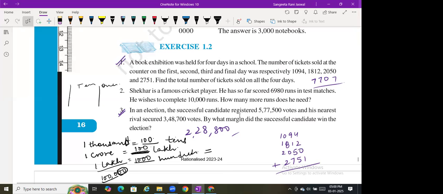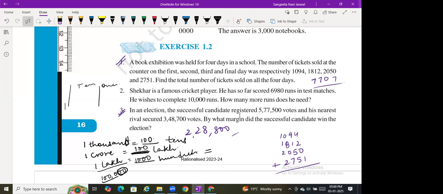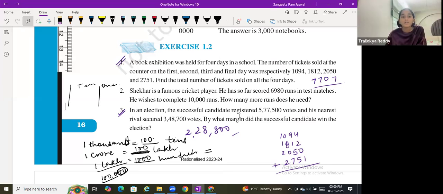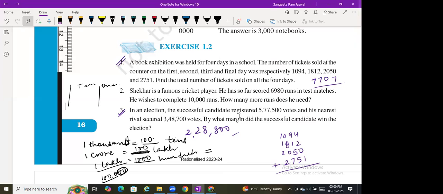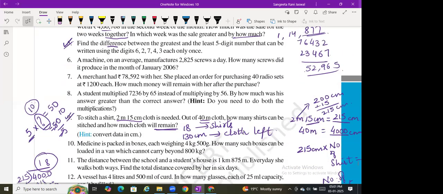Done the third question? Yes, ma'am. What is the answer for that? 2,28,800. I got the same answer. Yes, beta, you got the same answer. Very good. Now I'll give you one more question. Let's do question number 7 now. Please read the question. Trilokya, read the question loudly.